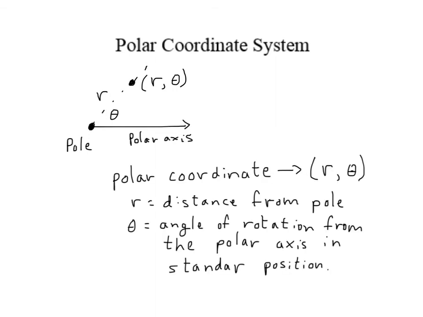So get this in your notes here. It's nice to have the drawing to go with it. And we have the polar coordinate is (r, theta). R, of course, is the distance from the pole, and theta is your angle of rotation from the polar axis in standard position. Whoops, I misspelled standard. Let's put another D on there. Once you have this in your notes, let's move on to the next slide where we can get some practice using this system.